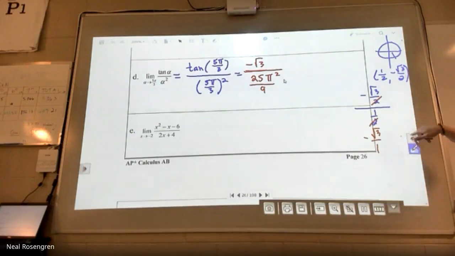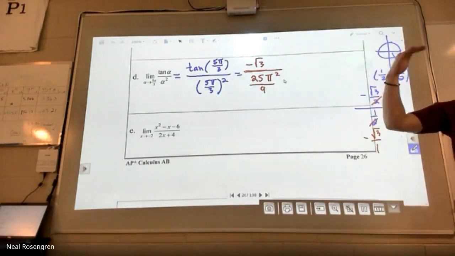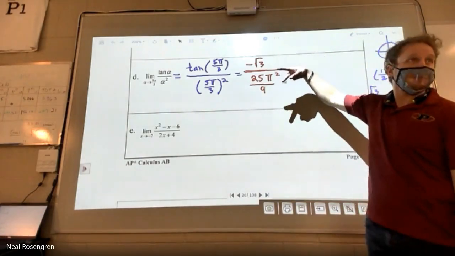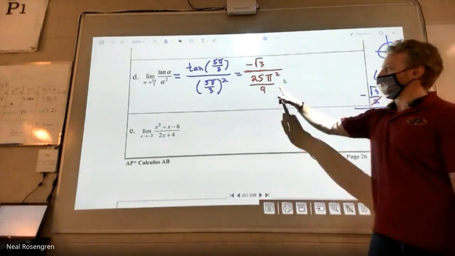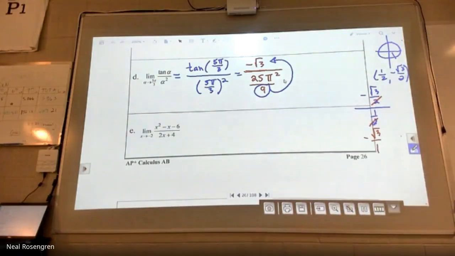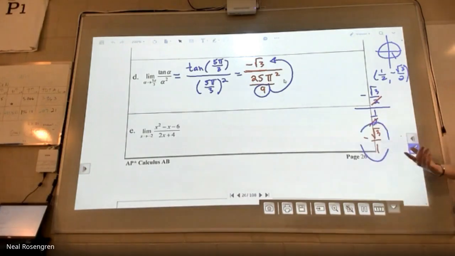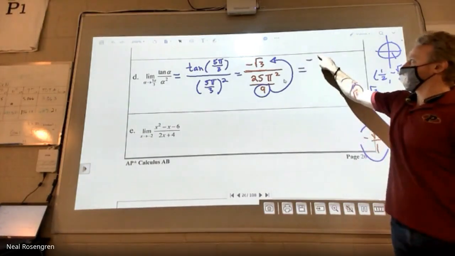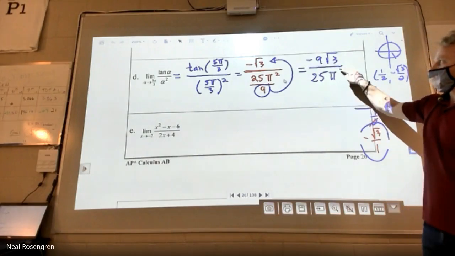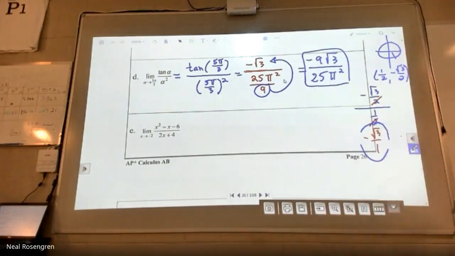Now I simplify. A number over a fraction, keep, change, flip, right? Multiply by the reciprocal, which means that this number will be multiplied through that one. Because what's really happening is you have negative radical 3 over 1 times the reciprocal, right? So the denominator gets multiplied through the top. So negative 9 radical 3 over 25 pi squared. That is it. And that is gross. But it's perfect.